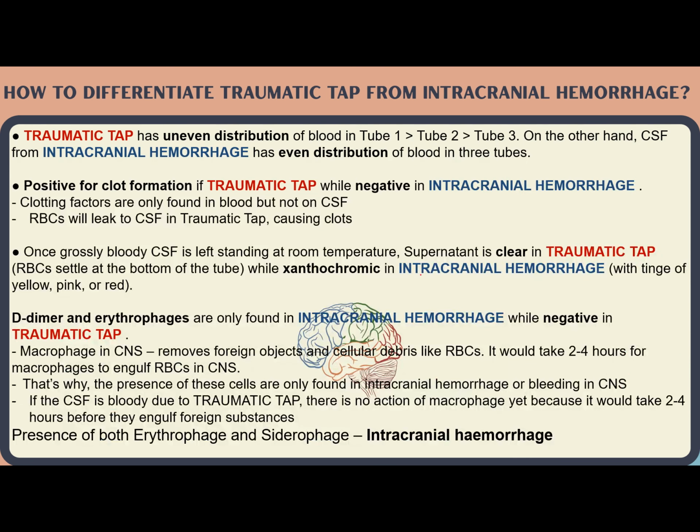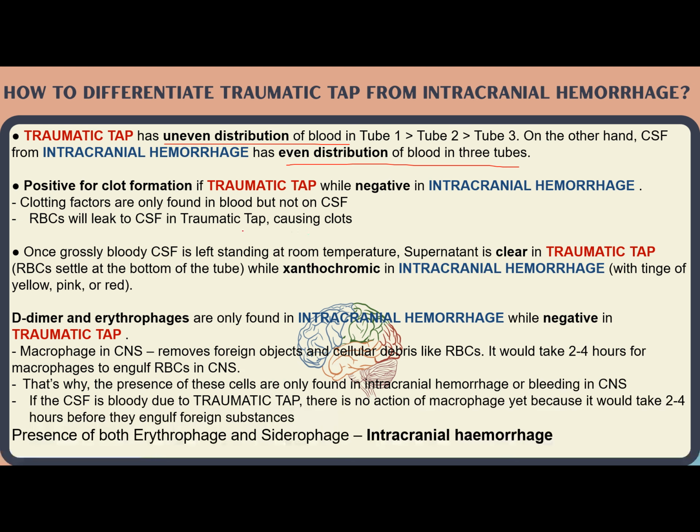Now let's discuss it in a broader sense. So traumatic tap, class, has an uneven distribution of blood in tube 1, tube 2, tube 3. On the other hand, CSF from intracranial hemorrhage has even distribution of blood throughout the tubes. Positive for clot formation if traumatic tap, while negative in intracranial hemorrhage. Clotting factors are only found in blood but not in CSF. RBCs will leak into CSF in traumatic tap, causing clots.